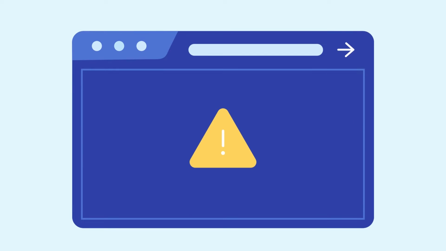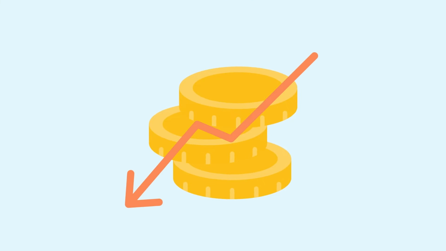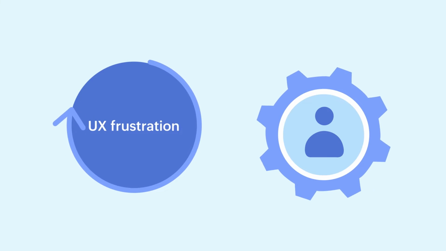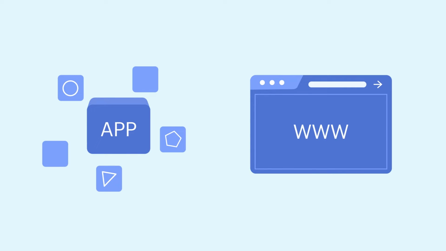These are just a few examples of the problems that can occur when a website or application isn't performing properly. And when that happens, it can cost businesses dearly in lost customers and revenue. UX frustration or slow performance is one of the biggest drivers behind customer dissatisfaction, which leads to the renunciation of apps and websites. That's where synthetic monitoring comes in.